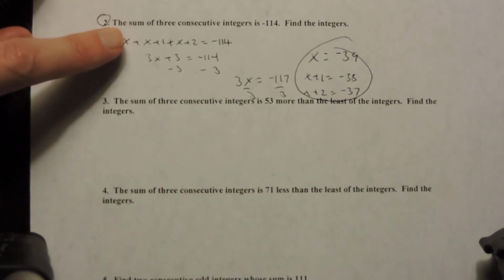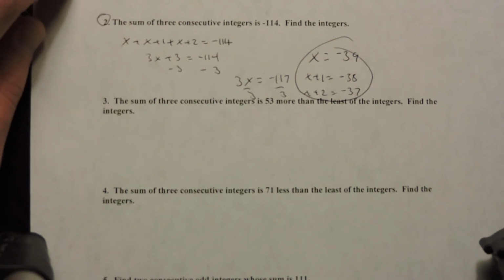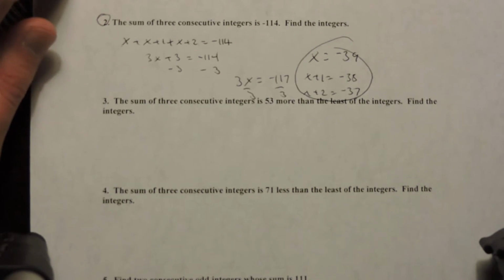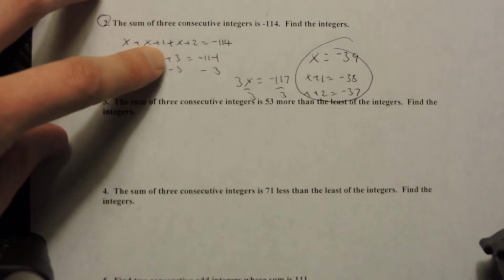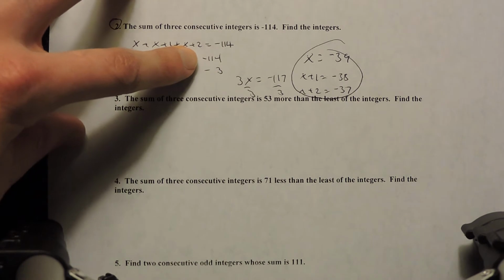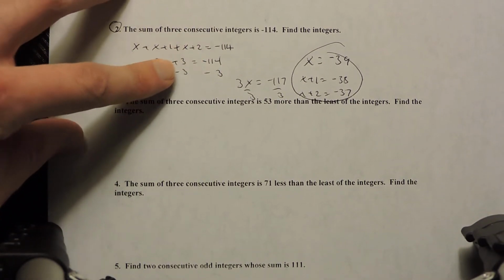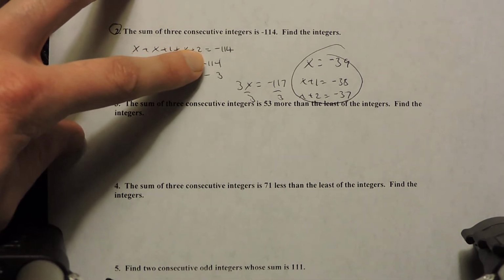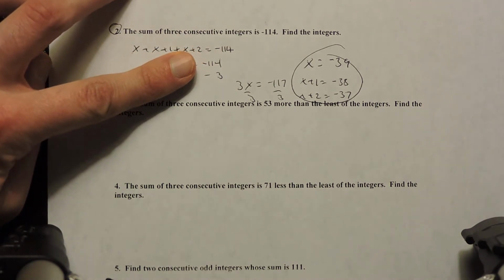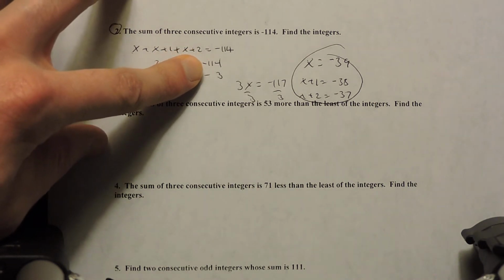The first one says the sum of 3 consecutive integers is negative 114. Find the integers, okay? So remember, for consecutive integers, the first integer is x, the second one is x plus 1, and the third one is going to be x plus 2. So again, you're going to do x plus x plus 1 plus x plus 2. Those are your 3 consecutive integers. Now, it didn't say odd or even, so that's how I came up with our consecutive integers.